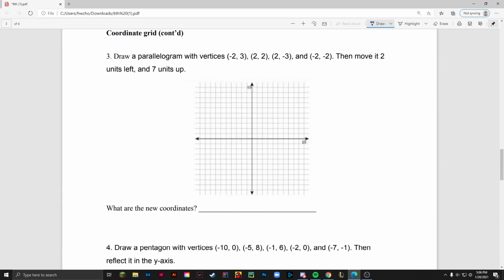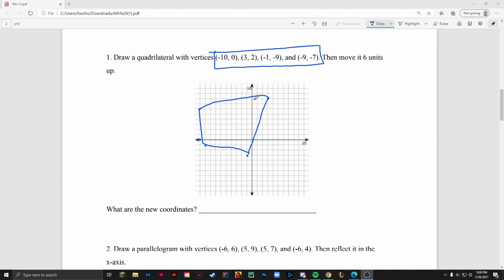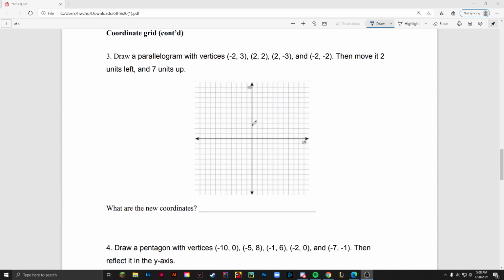Alright, coordinate grid continued. For this one, since we've done that twice, we're going to try something a little more advanced. It says 2 units left and 7 units up. 2 units left means the x coordinates will be subtracted by 2. 7 units up means y coordinates are added by 7. So instead of drawing the original shape and moving it, like we did right here, we're going to just draw it all out from the start.